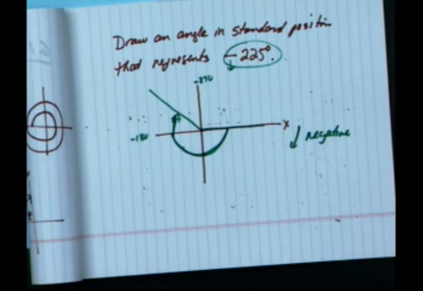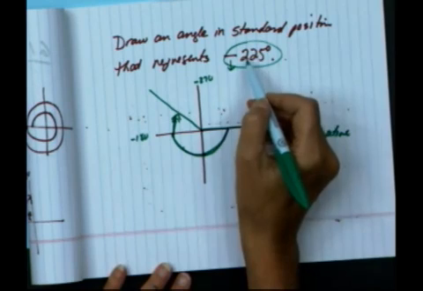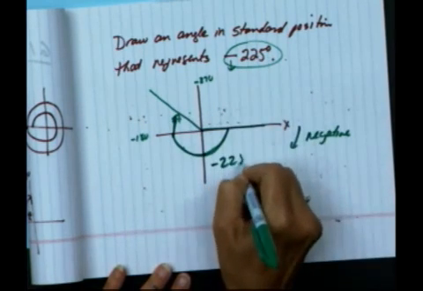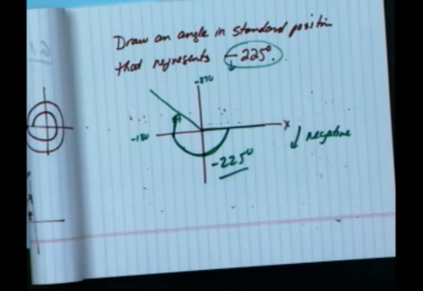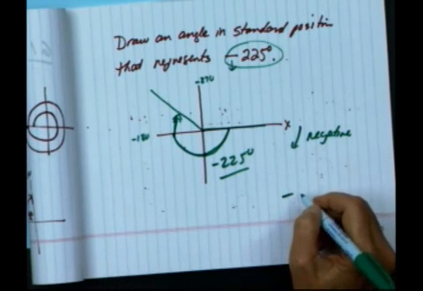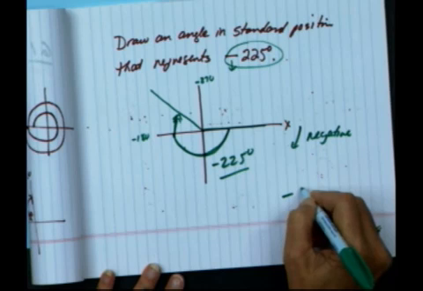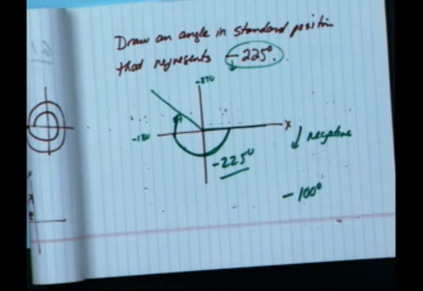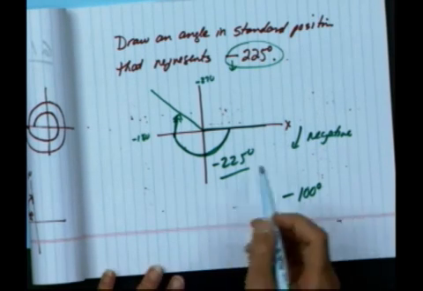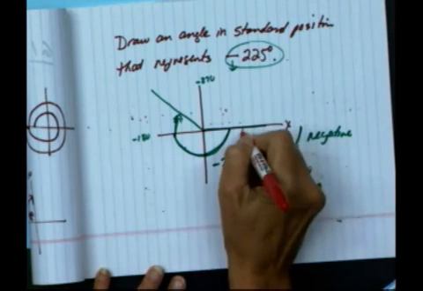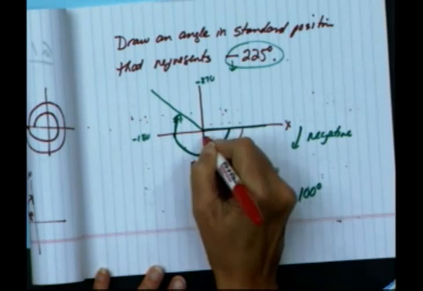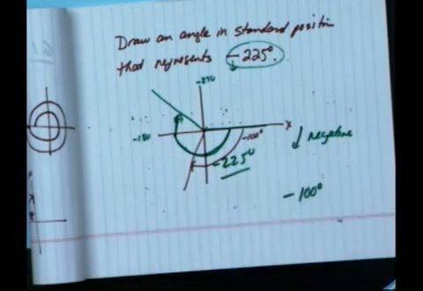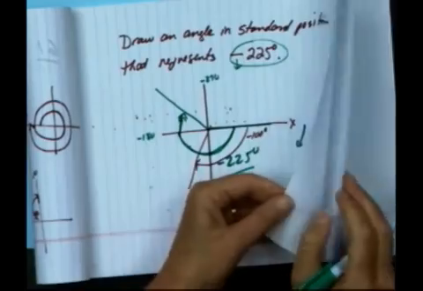Excuse me? 120. Did I say 125? I'm sorry, 225. Negative 225 degrees. Where would I find negative 100 degrees? Where's the terminal side of an angle in standard position of negative 100 degrees? Third quadrant. This would be negative 90, negative 100, right here. Everybody got it? The negative just tells you the direction. Are we okay?